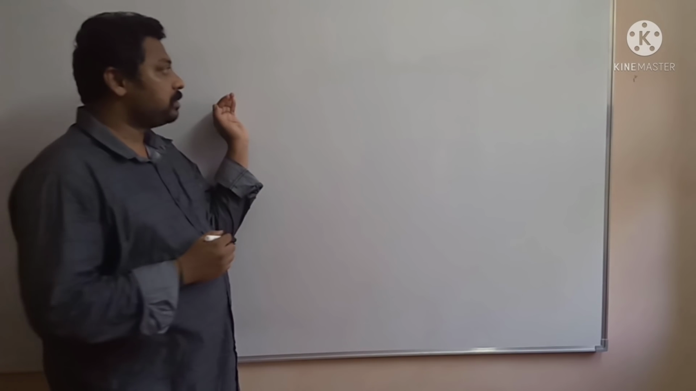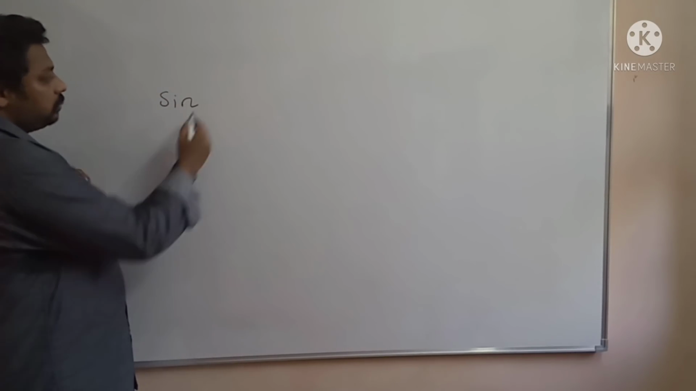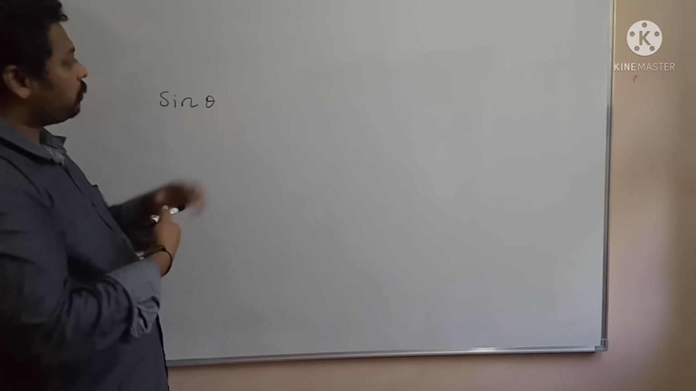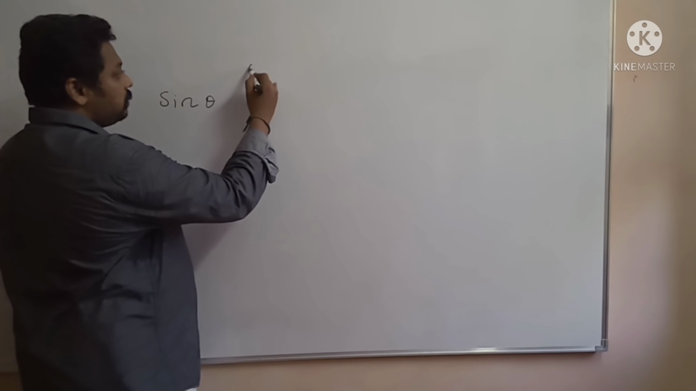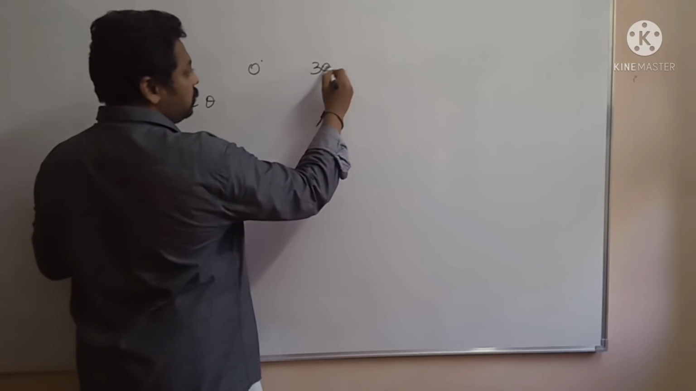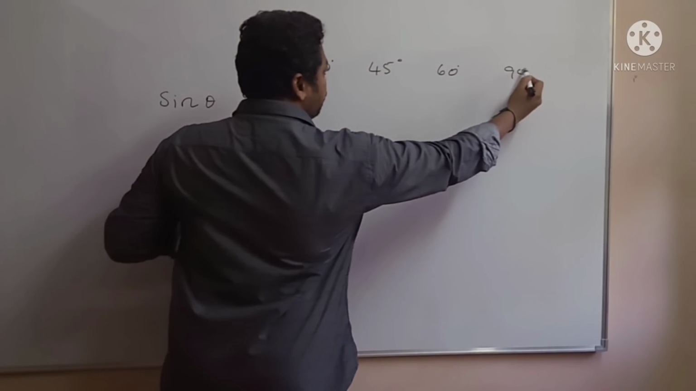Before going into exercise 8.2, we should know all the angles of the trigonometric functions. How many trigonometric functions do we have? We have 6 trigonometric functions. The first one is sine. For sine theta, we should know the value for all the angles. We have 0 degree, 30 degree, 45 degree, 60 degree and 90 degree.